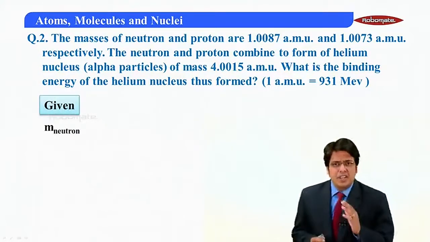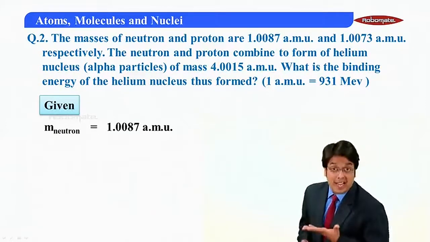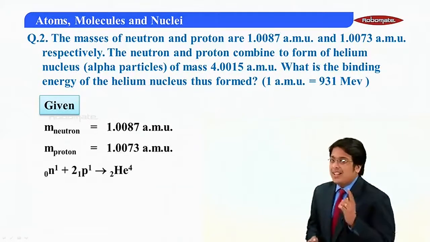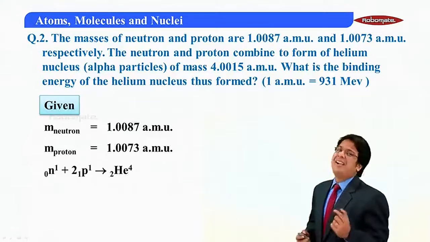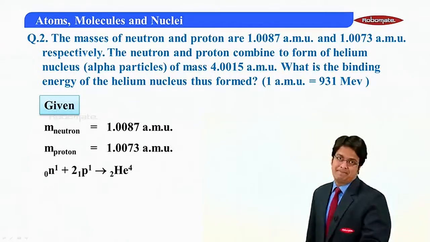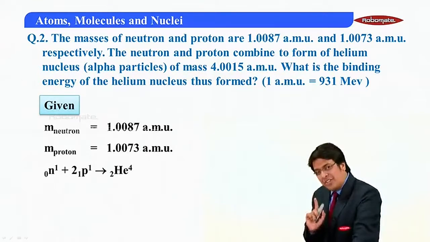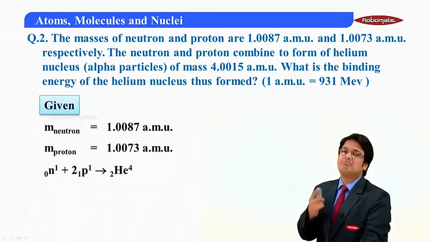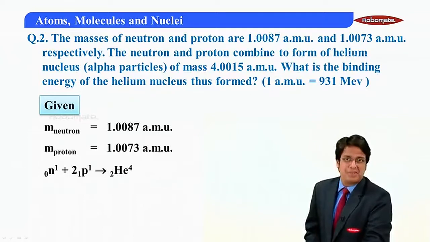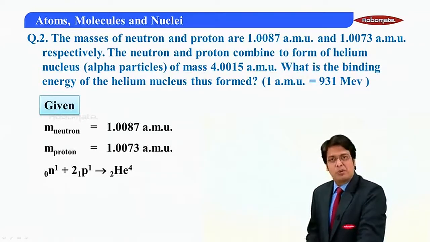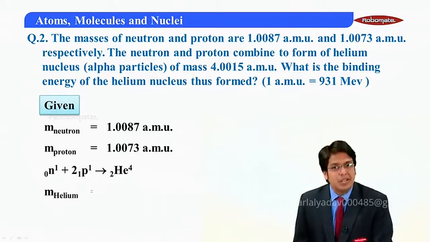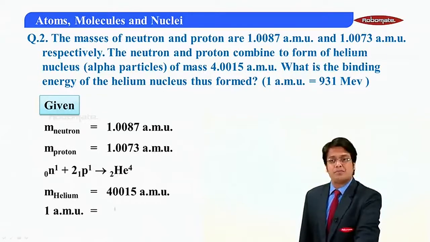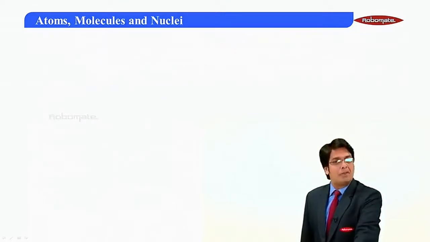Let's understand. Given mass of neutron, okay, fine. Then mass of proton, fine. Then neutron and proton will give you helium. My dear students, helium has 4 atomic mass. If I simply combine one neutron and one proton, dear students, what you will get is simply half the helium, which is not possible. So here we have 2 neutrons and 2 protons, which will combine to give you one helium nucleus. And mass of helium nucleus is given as 4.0015 AMU. And 1 AMU is equal to 931 mega electron volt.